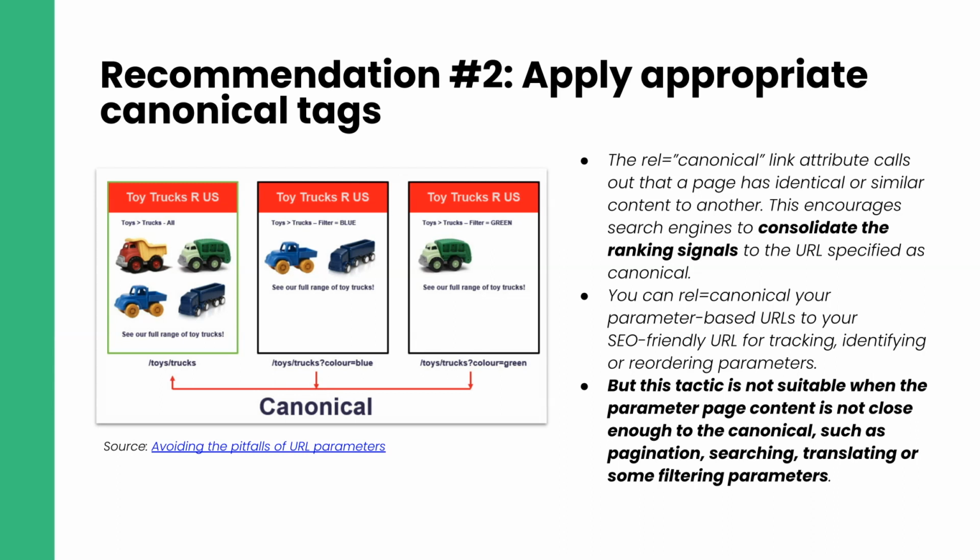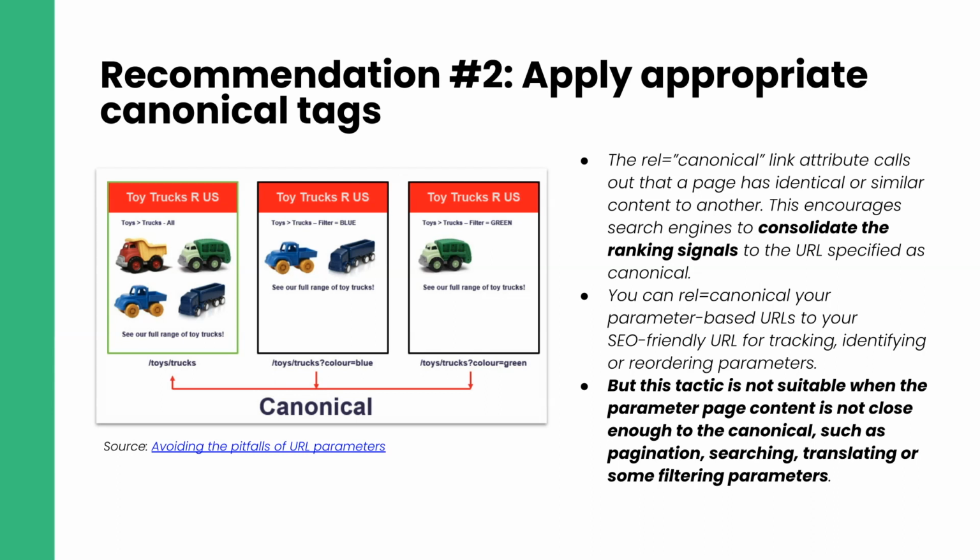And what we can see here in this example that I've stolen from somewhere, I have sourced them, credited them, is toys/trucks. And then you have a filter of the color blue, and then there's another variant of the same content where you're filtering for green. And so what you want to do is canonicalize these two variants to the master, which is the cleaner version.